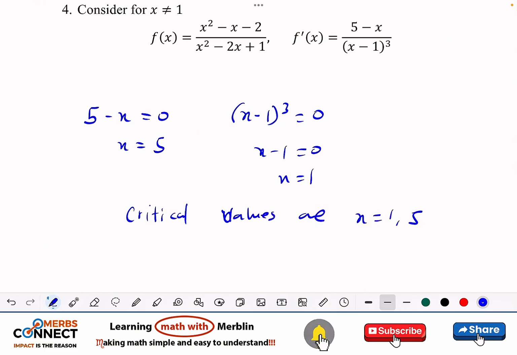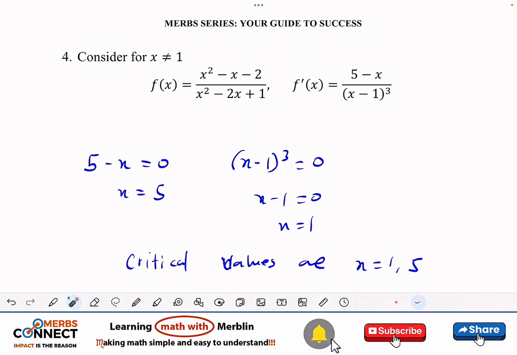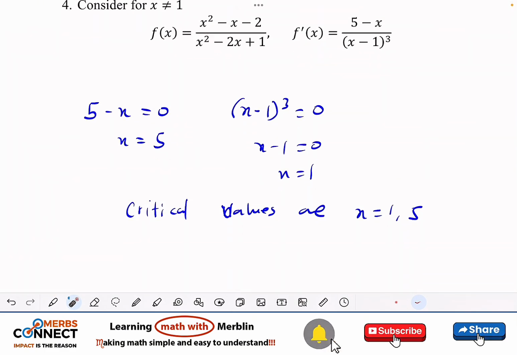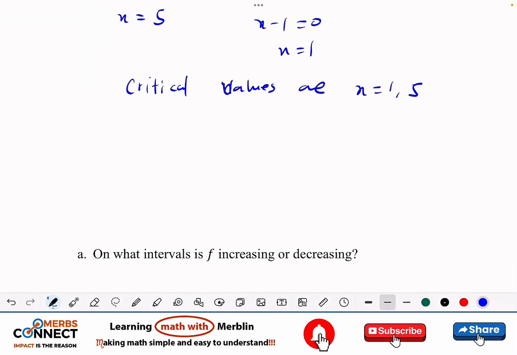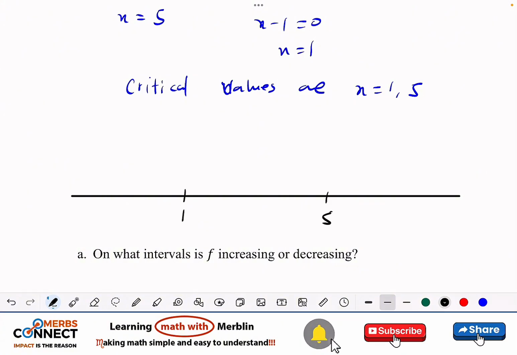Very simple from this one, because we didn't do any hard work, since they've given us f prime already. What we just need to do is put this on the number line, and then we have 1 and 5, so that we can figure out where the function is increasing. So for f prime, we can pick 0 from here, we can pick 2 from here, and then we can pick 6 from here. Good.